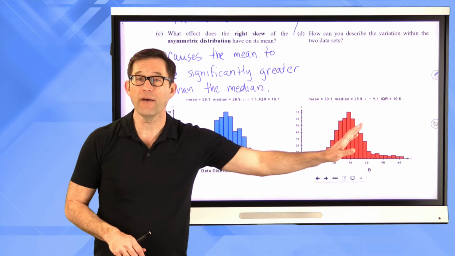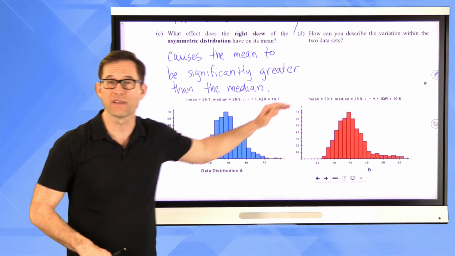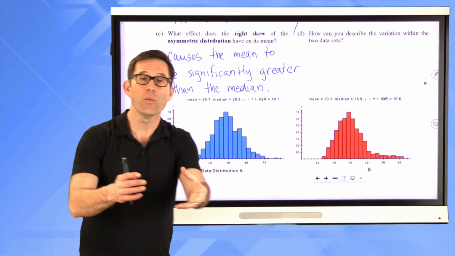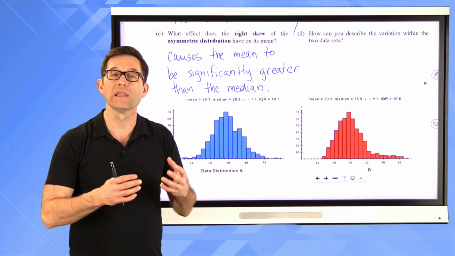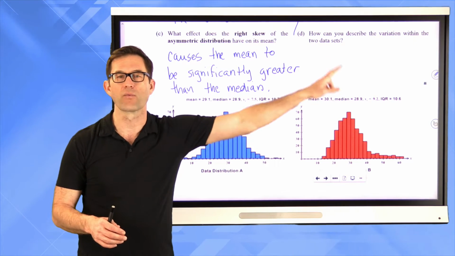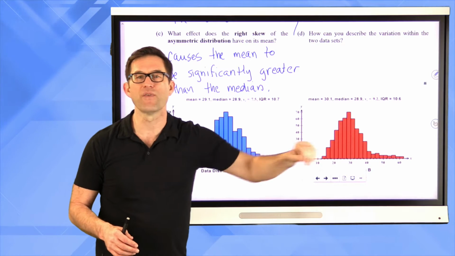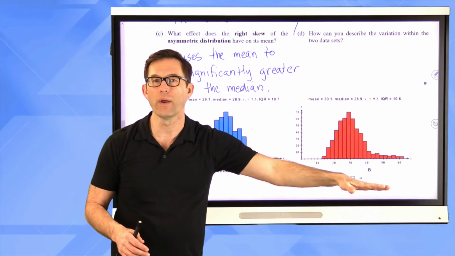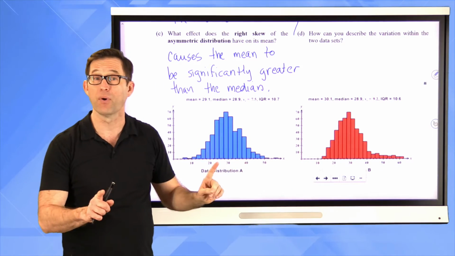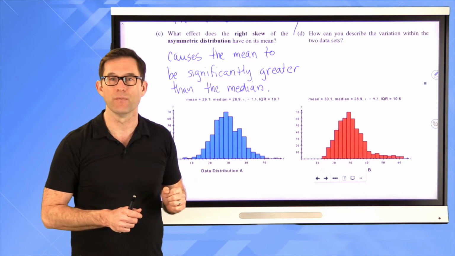Now, if it was a leftward skew, if the tail had extended out this way instead of extending out that way, it would have caused the mean to be less than the median, right? The median is just the middle number. It's somewhere like right in the middle. But when you've got these very large values that are kind of skewing one way or the other way, but not both ways, then it pulls the mean in the direction of the skew.